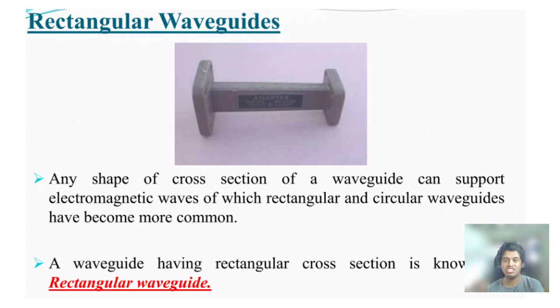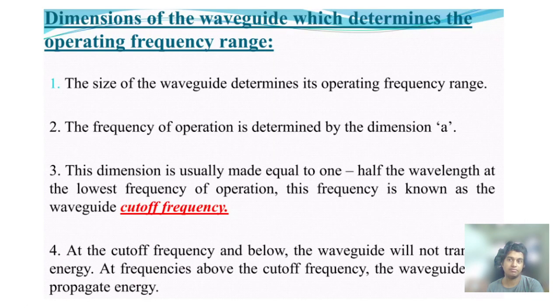rectangular waveguide. Any shape of cross-section of a waveguide can support electromagnetic waves, of which rectangular and circular waveguides are the most common. A waveguide having a rectangular cross-section is known as a rectangular waveguide. The dimension of the waveguide determines the operating frequency range. The size of the waveguide determines its operating frequency range.